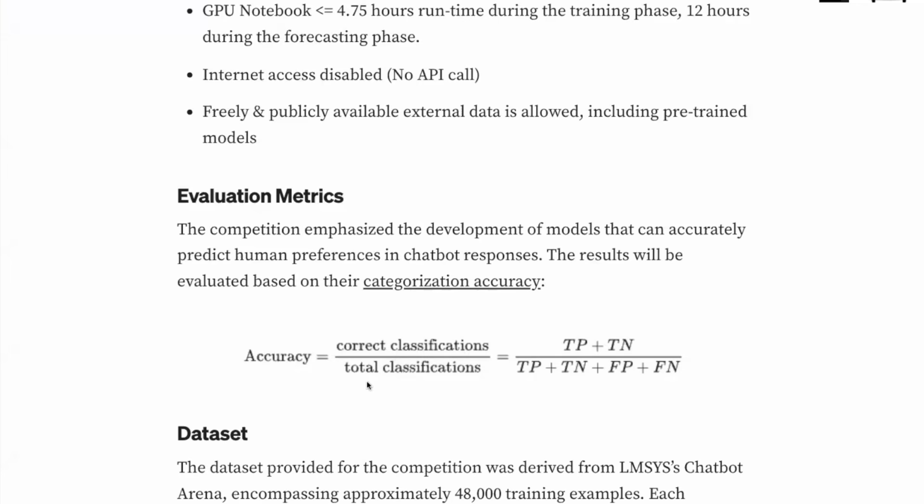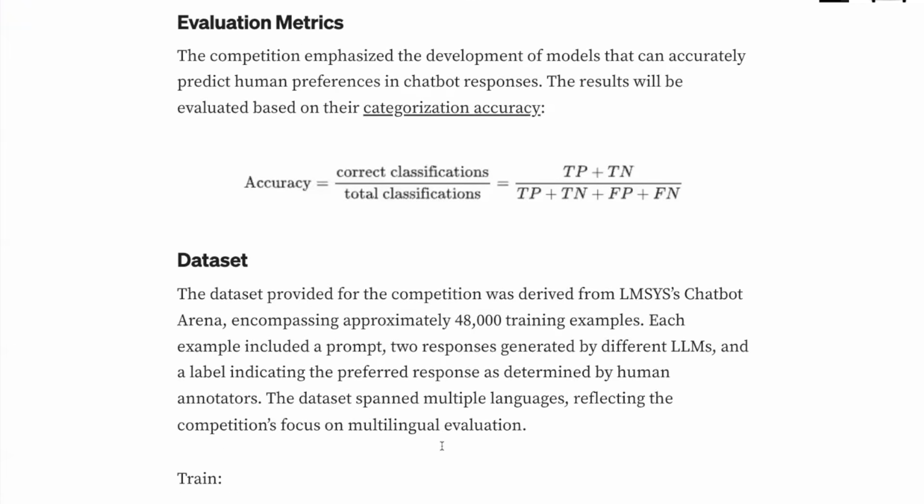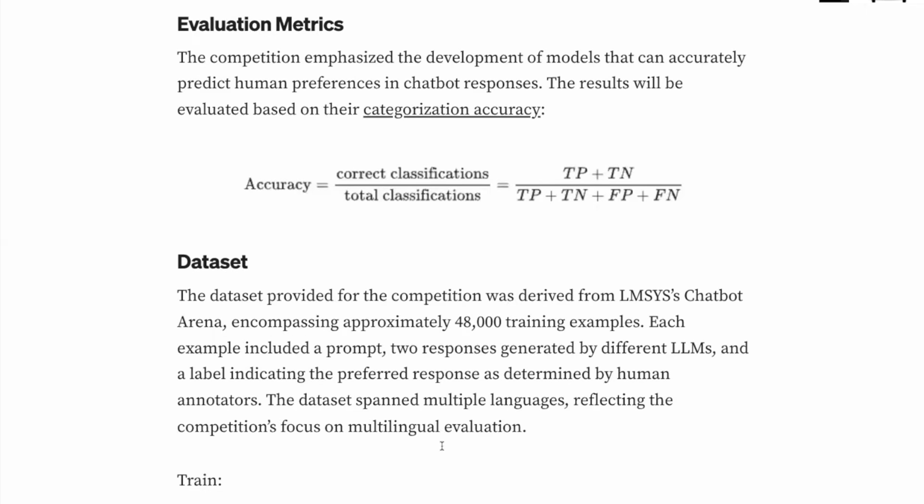So it's a binary classification: correct classifications divided by total classifications. It's also like the agreement rate with the human judge. So that's the constraint, the task, and the evaluation metric.